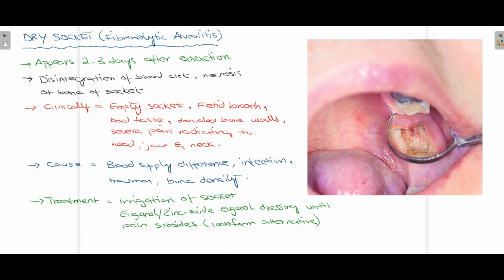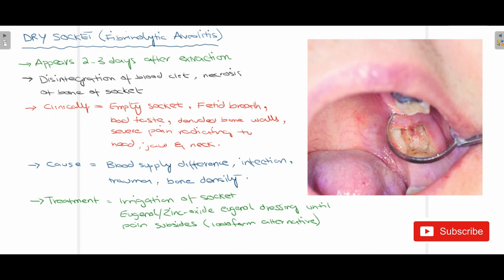Now, the cause that has been described for this pathology is basically sometimes a difference of blood supply. For example, in maxilla, the blood supply is really good. So in maxilla, the development of dry socket is really less. But in mandible, it has only one artery, that is inferior alveolar artery. So blood supply of mandible is not that good as compared to maxilla. So if something happens to the mandibular blood supply, chances of developing dry socket are more as compared to maxilla. So the difference of blood supply between the maxilla and mandible creates the difference of dry socket being encountered more in mandible as compared to maxilla.